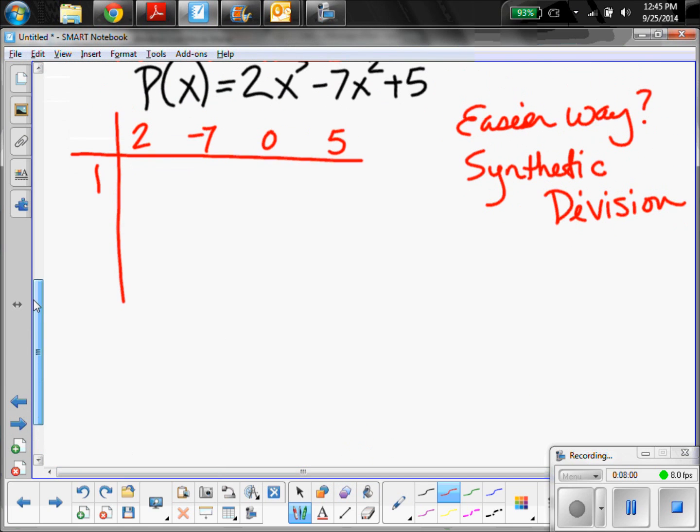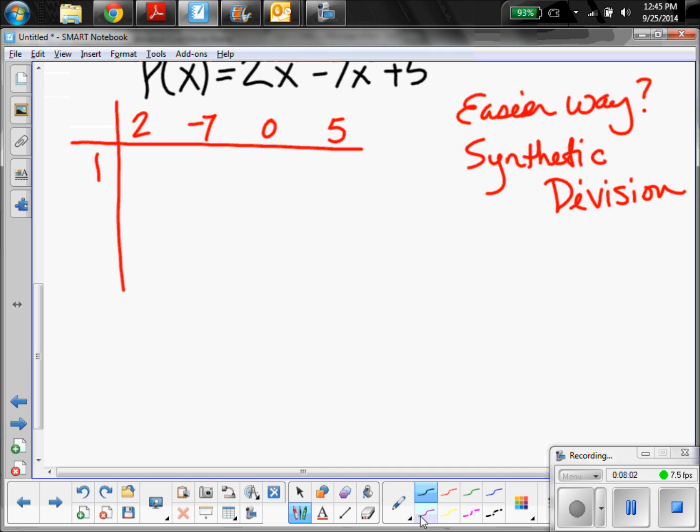Okay, so here's what I got. Here's my synthetic division, fake division process. Bring down my 2. Then I'm going to multiply 2 times 1, that's 2. Add it to -7, and write down the result. That's -5. So 2 times 1 is 2, plus -7 is -5. Continue this: -5 times 1 is -5, plus 0 is -5. -5 times 1 is -5, plus 5 is 0.